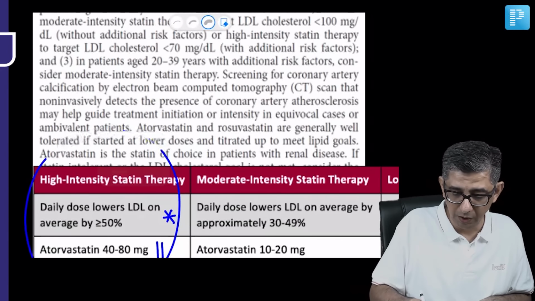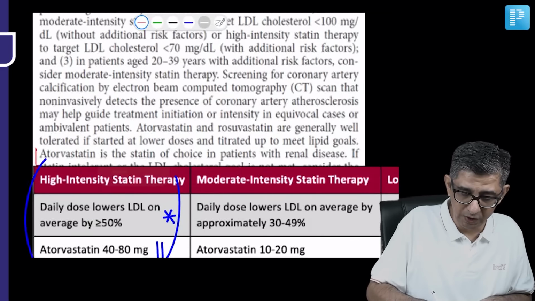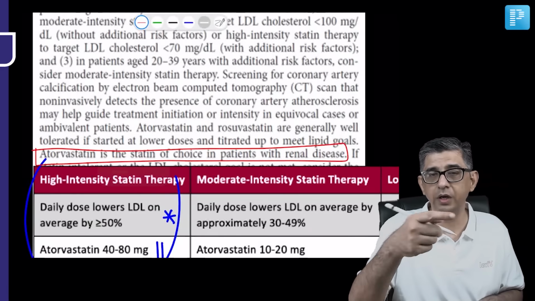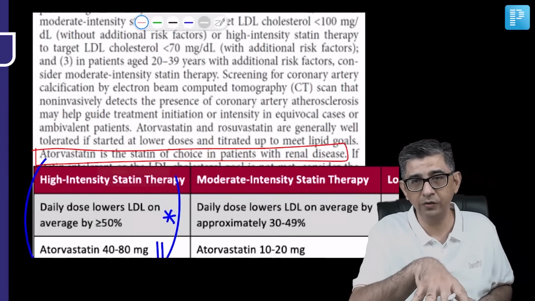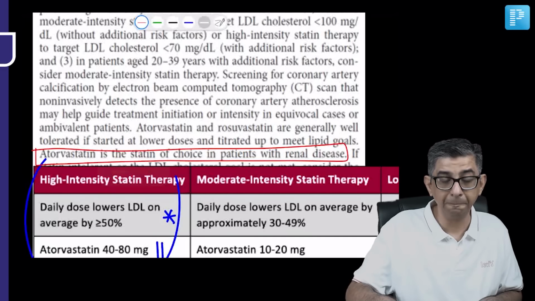He also says this statement, which can be a future question, that atorvastatin is the statin of choice in patients with renal disease. So diabetic with renal involvement, it is atorvastatin that is recommended. And the answer to this question is option number A.